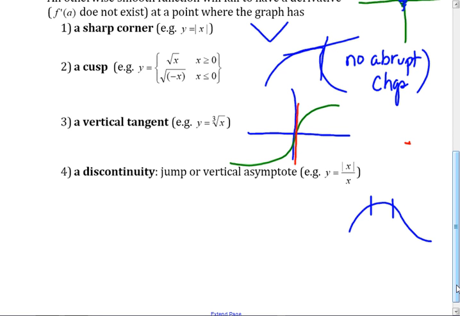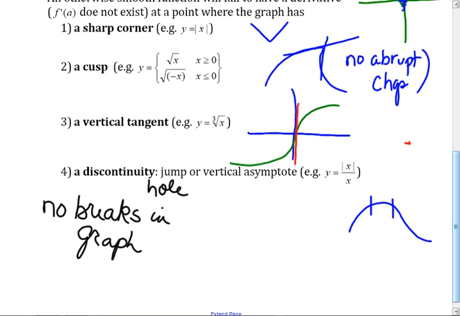And the other place where we have problems with derivatives is where we have a discontinuity. We can't have any breaks in the graph. So any kind of jump, vertical asymptote, or hole means there's a break. You're just looking for anytime the slope changes abruptly, sharp corners or cusps, anytime you have a vertical tangent, or anytime you have a break in the graph. Those places you can't take derivatives. That's it. That's all there is.